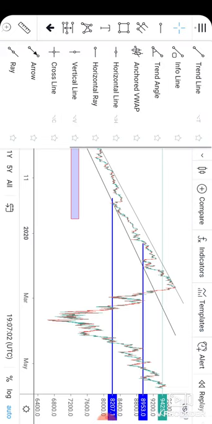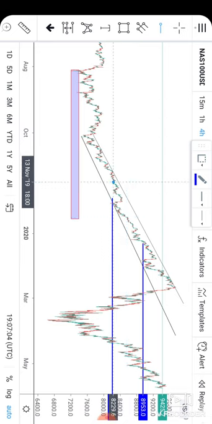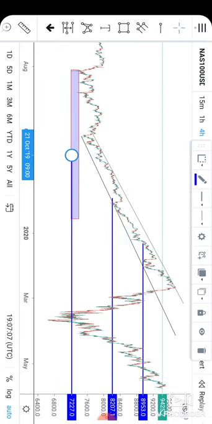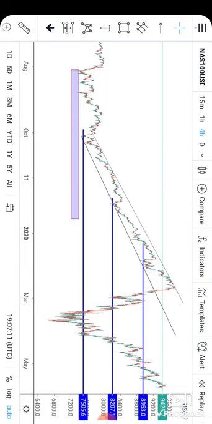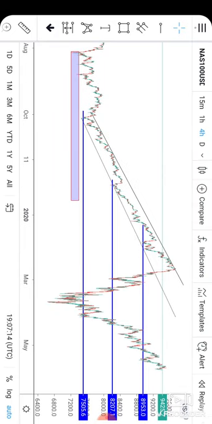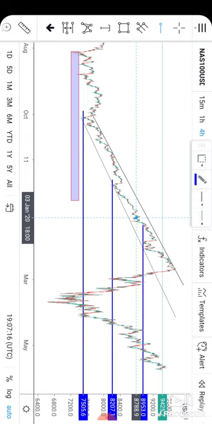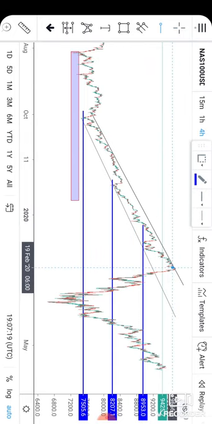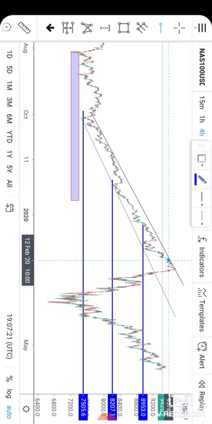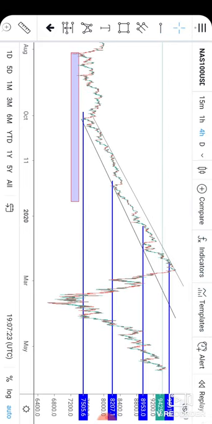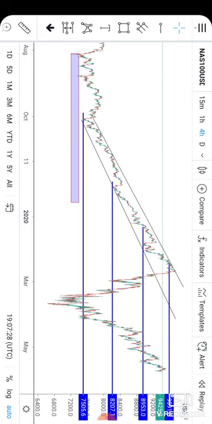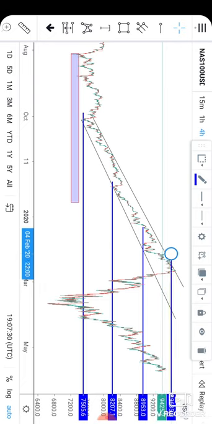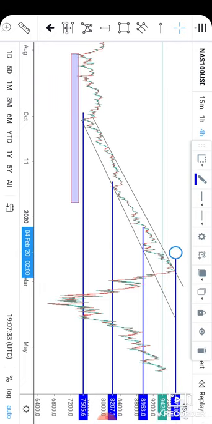Then you can put another one there. Yeah, let me put it there. And then the upper part, you put another one there. Okay, we put another one. Sorry about that, guys. Put another one there, because that's where it's bouncing off, right?